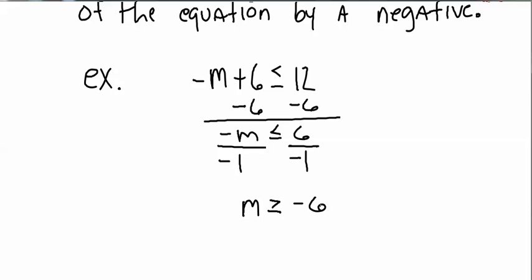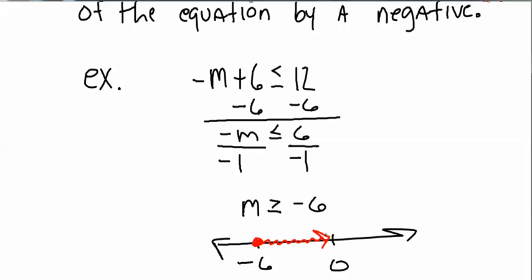Okay? Then if you graphed it, put it on a graph, you got your negative 6, you got 0, open or closed, closed. All right, the M is where we're used to seeing it, so which way do we shade? To the right. Very good. You guys all right with that? Yeah. Okay.